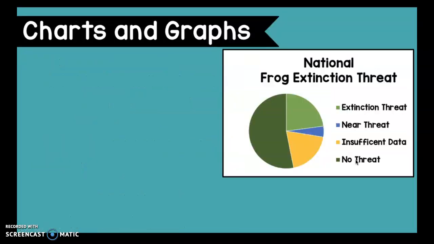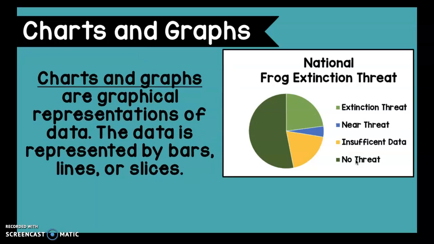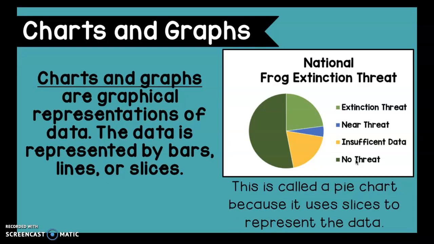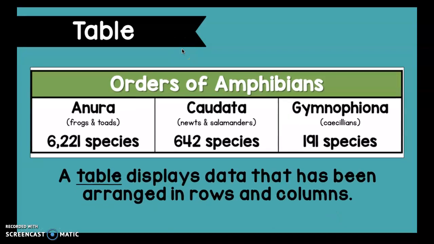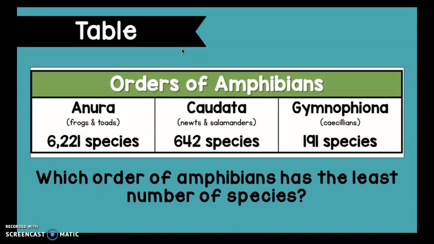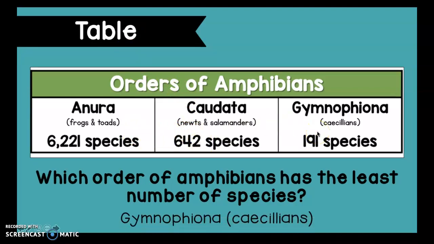Here are charts and graphs. Charts and graphs are graphical representations of data. The data is represented by bars, lines, and slices. This is called a pie chart because it uses slices to represent the data. This is a table. A table displays data that has been arranged in rows and columns. Which order of amphibians has the least number of species? Well, you find the least number of species, and there it is.